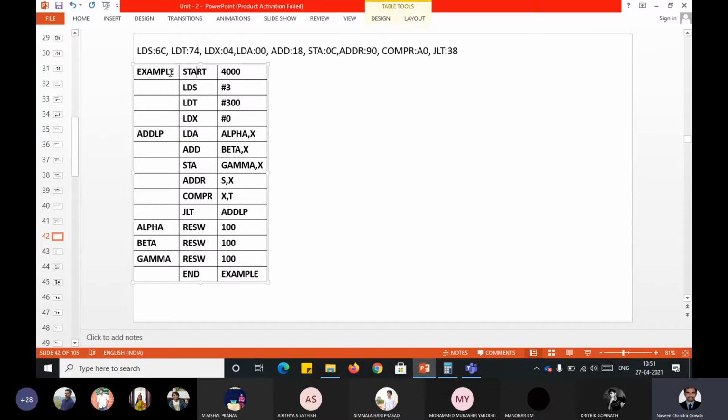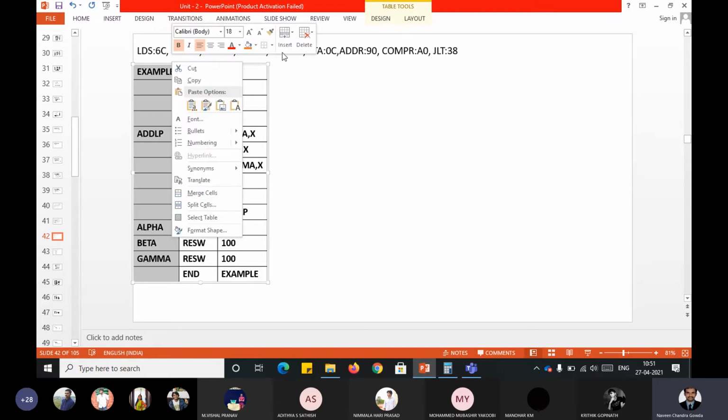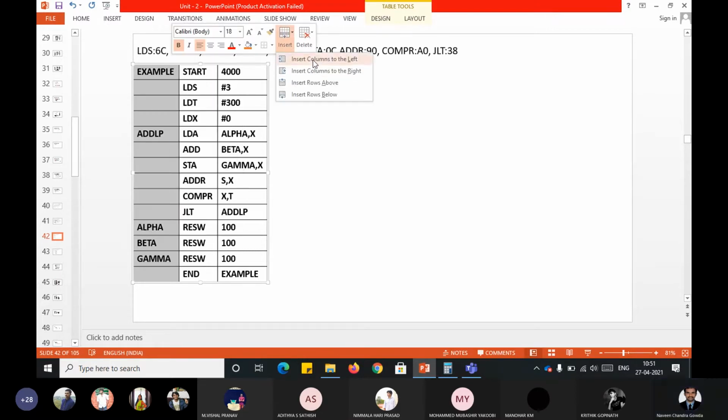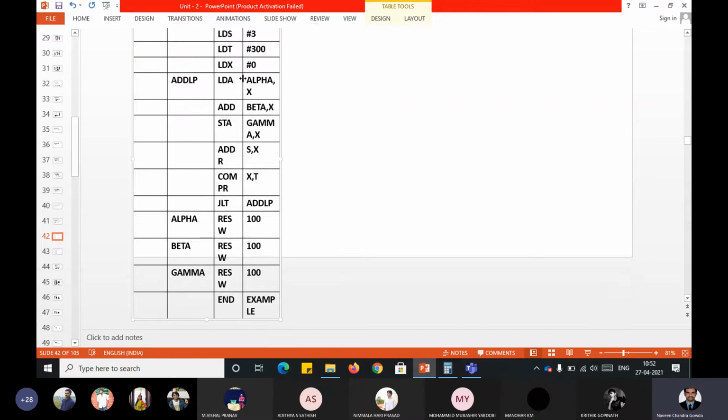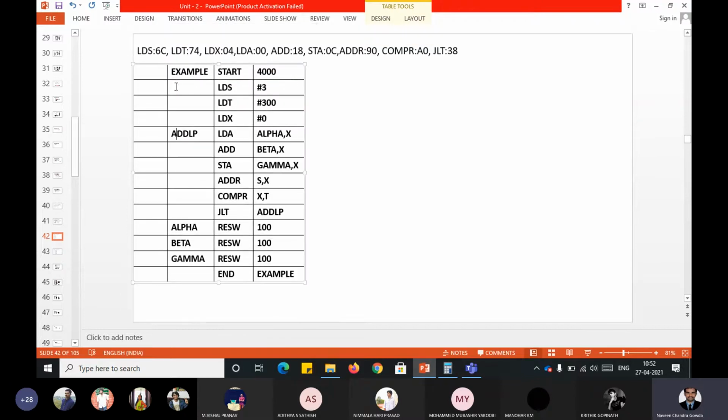So first, let us do pass one, which is address assignment. For that, let me insert one more column here at the left side. So for address assignment, I have inserted it here. What is the starting address? It is 4000. So we need to start from 4000.